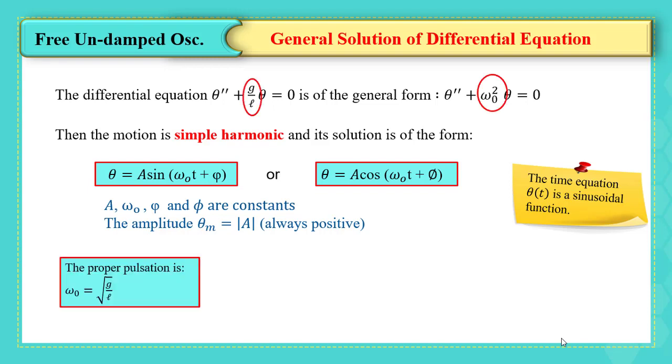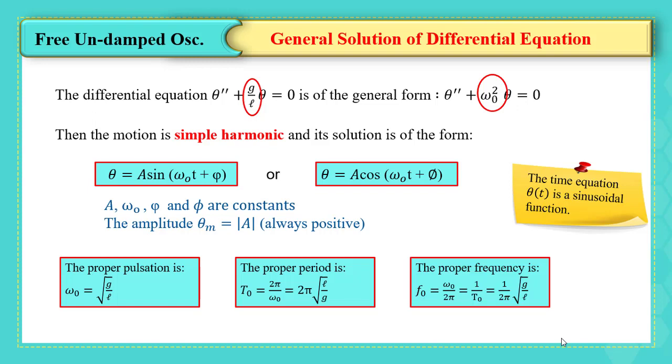The proper pulsation is omega 0, which is radical g over L. The proper period is 2 pi over omega 0, and it's 2 pi radical L over g. The proper frequency is omega 0 over 2 pi, and it's 1 over 2 pi radical g over L.